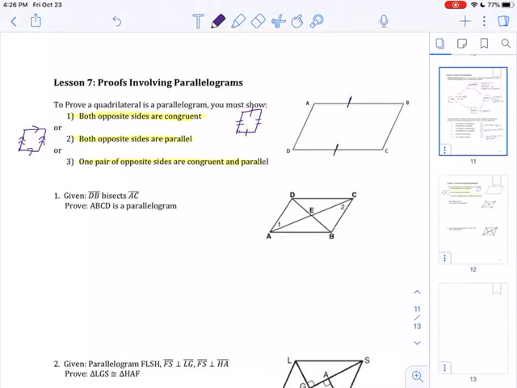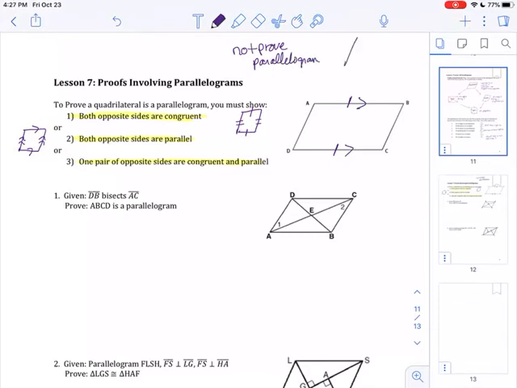Or if you have one pair of opposite sides that are congruent and parallel. So if you have one pair of sides, and I'll use the big diagram, say the top is congruent to the bottom and the top is parallel to the bottom. That's the last way that I can prove that something is a parallelogram. But it has to be the same set of sides that are congruent and parallel.